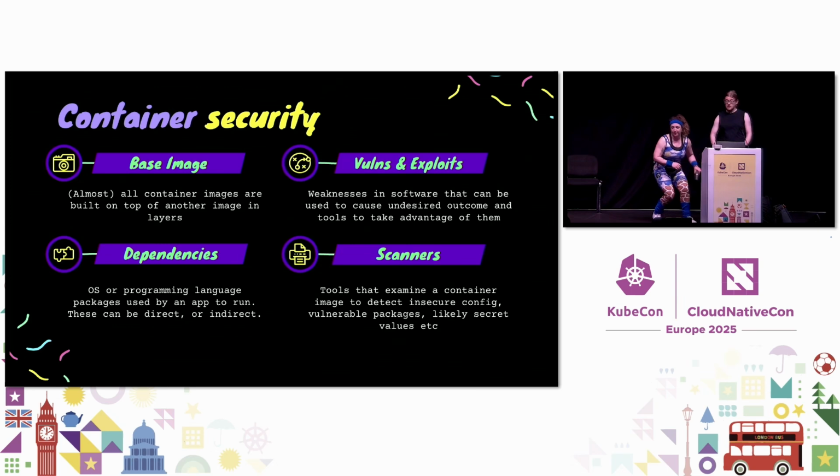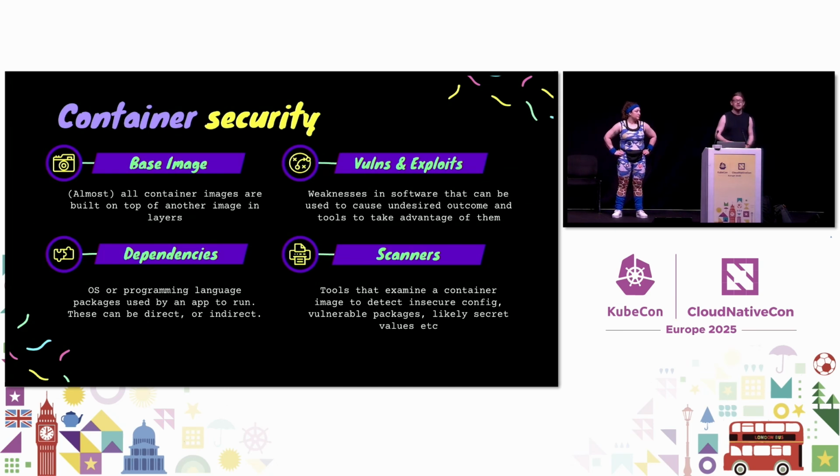And a few terms that we're going to be using that are kind of container security specific. So starting with base images. Images, like onions, are made of layers, and almost all are based on another image. We have our dependencies, so these can be operating system or your programming language packages that are used by an app to do what it does, and these can be direct or indirect, and it's dependencies all the way down. Dependencies, ooh, supply chain is so hot right now. I know, right?